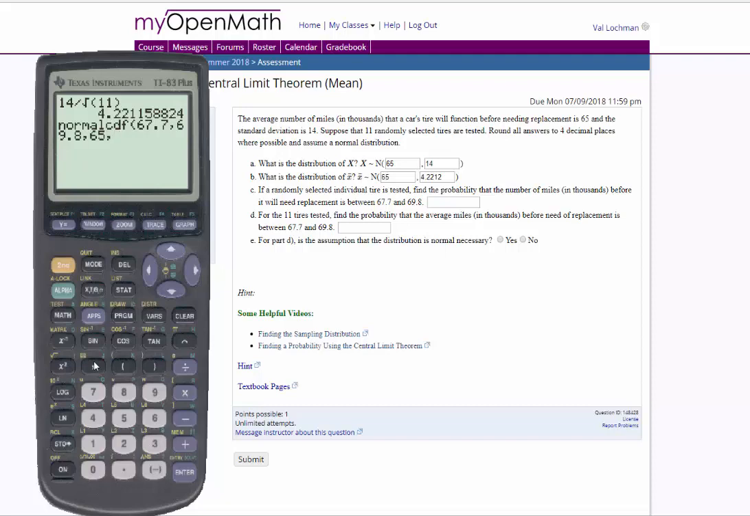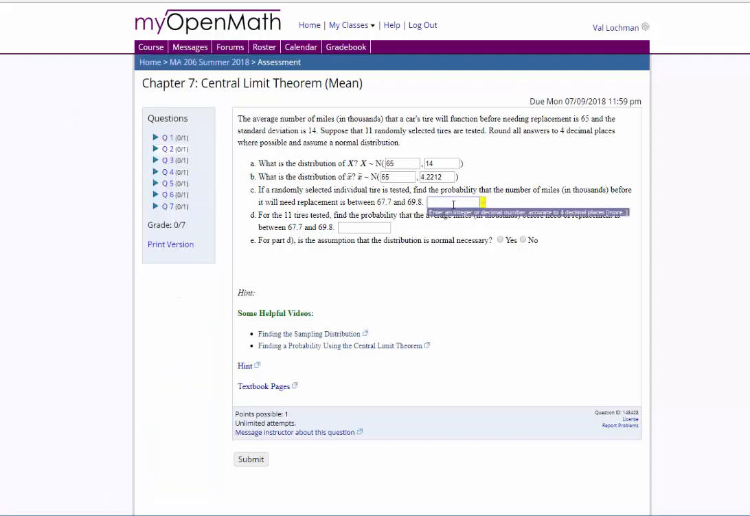What is the standard deviation? Now this is for just one tire. Think about it as a very small sample of 1. So that would be 14. That is the standard deviation here. Okay? Close it. And we get this answer here, 0.0577.